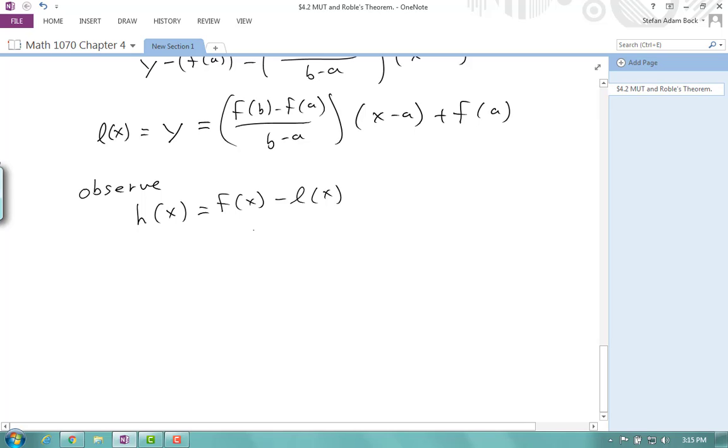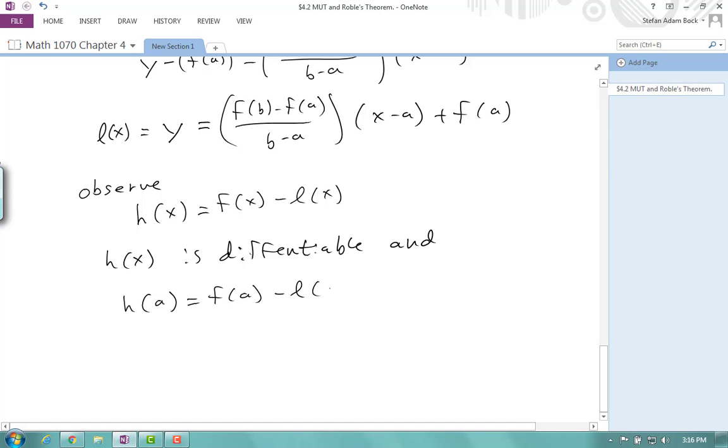f(x) is already differentiable. L(x) is a line, so it's definitely differentiable. And so the difference of 2 differentiable functions is again differentiable. So I can say h(x) is differentiable. And something great happens. h(A) is equal to, of course, f(A) minus L(A).